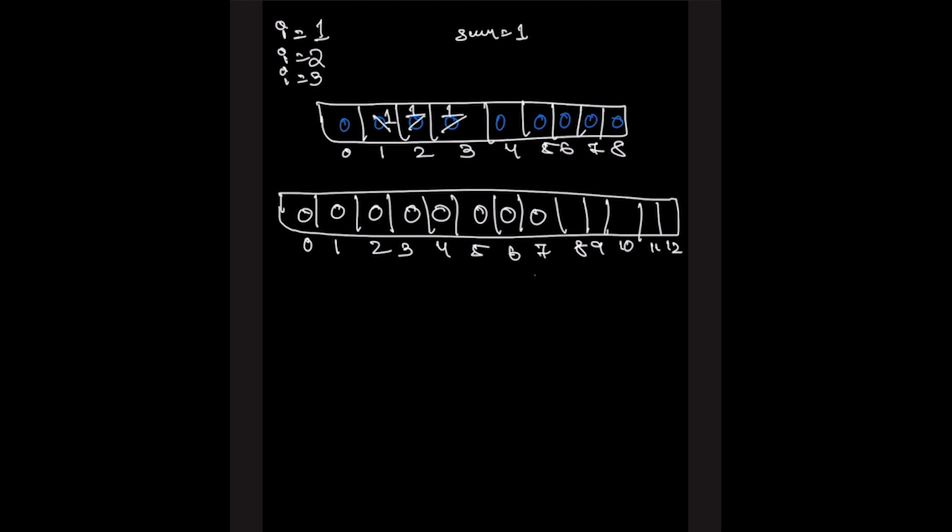0, 0, 0, 0, 0, 0. Initially all its values are 0. Now its value is converted to 1. Then because we write arr of sum of digit plus plus, arr of 1 plus plus means update the value itself to 1.